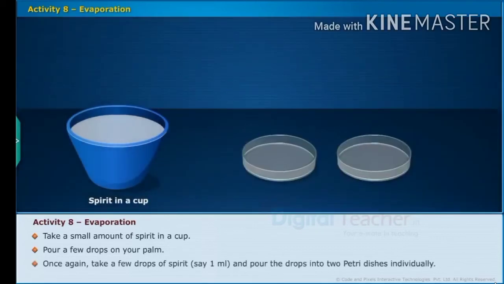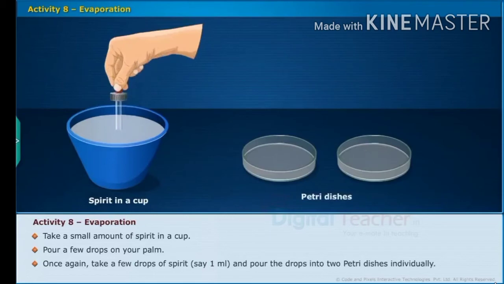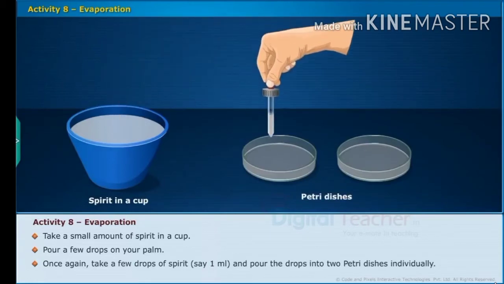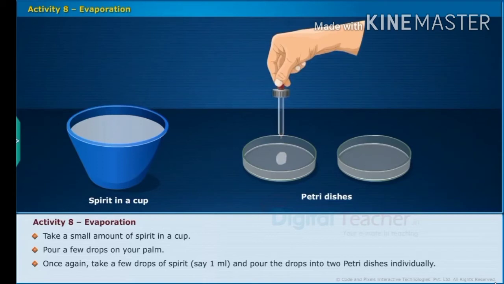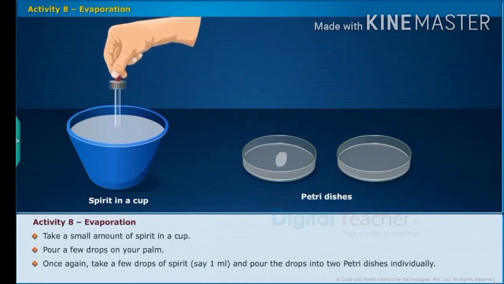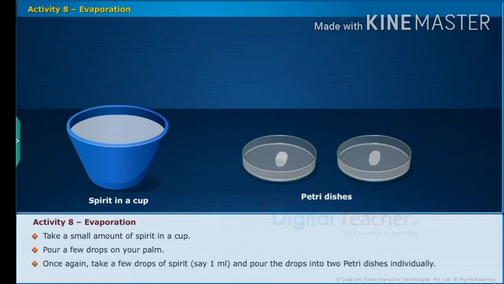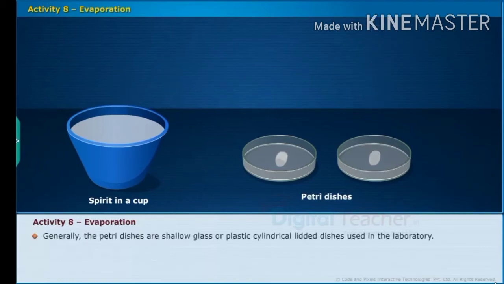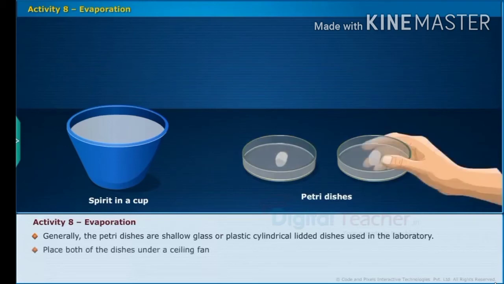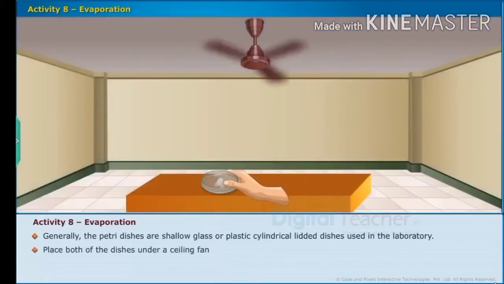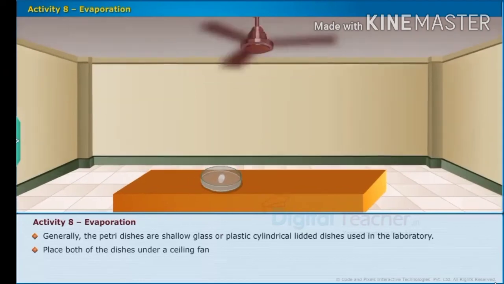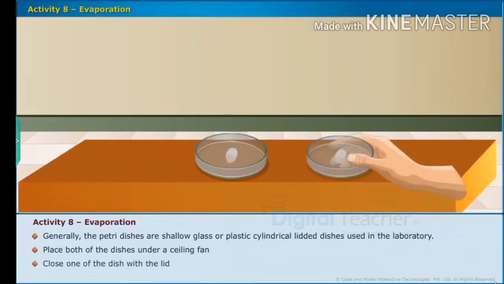Once again, take a few drops of spirit, say 1 ml, and pour the drops into 2 petri dishes individually. Generally, petri dishes are shallow glass or plastic cylindrical lidded dishes used in the laboratory. Place both of the dishes under a ceiling fan. Close one of the dishes with the lid.